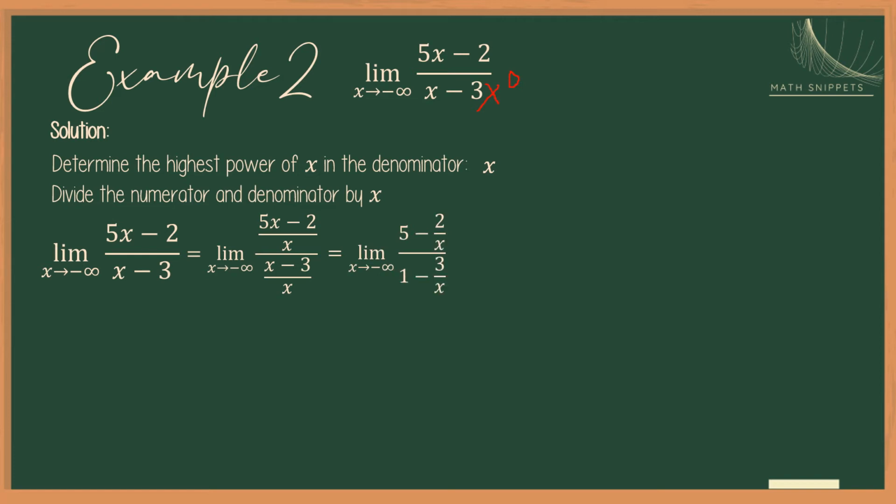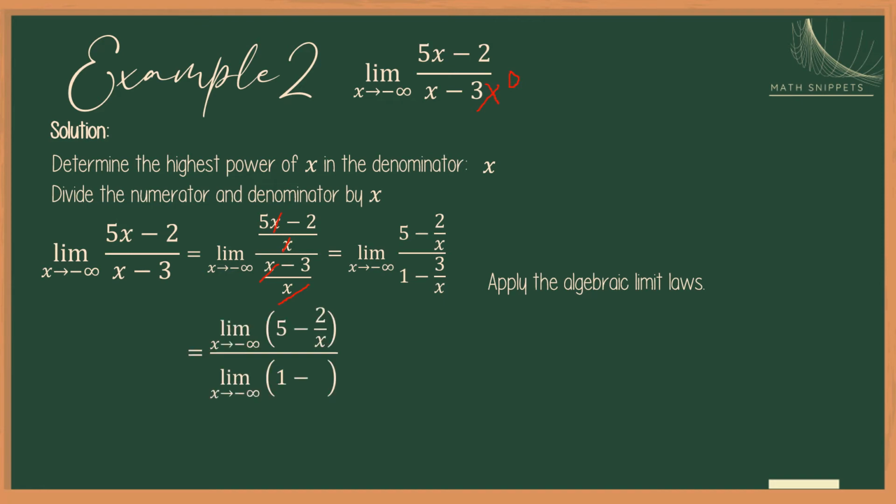And then we can cancel this x out, giving us 5. And then this one will give 2 over x. You can also cancel this out, so we get 1, and we have 3 over x. And then we will apply the different algebraic limit laws. So this is the same as example 1, when we evaluate this and this. But the first thing that we need to do is distribute the limit, like the quotient law. We distribute the limit to the numerator and denominator. And then we apply what we did in example 1.